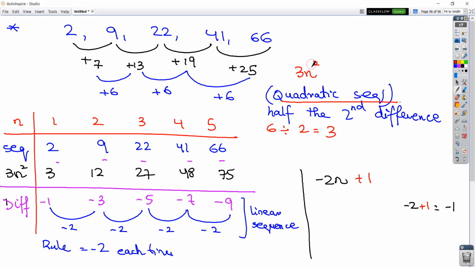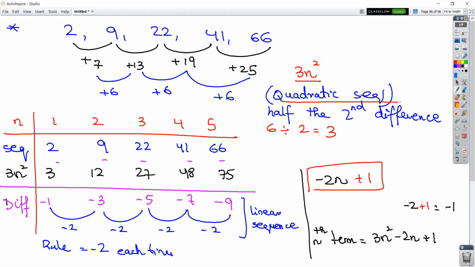We got the first term of the quadratic sequence, which is 3n squared. We got the next two terms, which is minus 2n and plus 1. So the final answer would be writing them down together. So the nth term of this quadratic sequence would be 3n squared minus 2n plus 1.